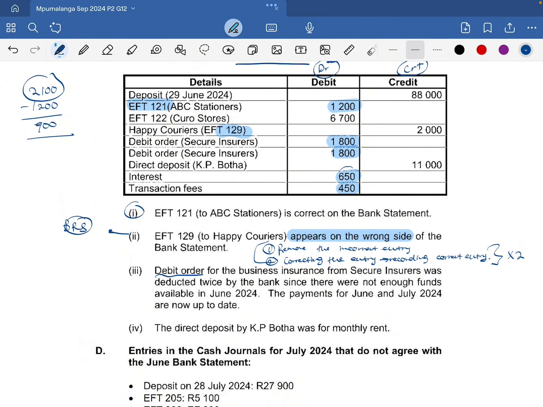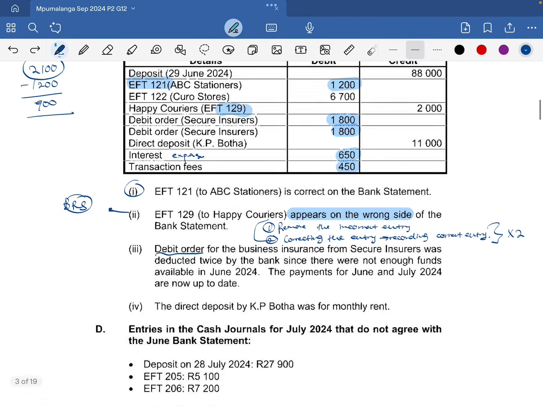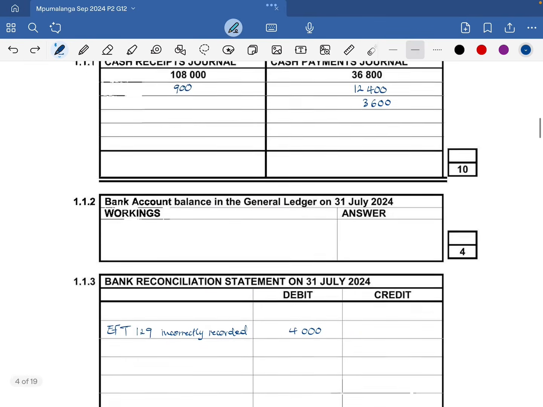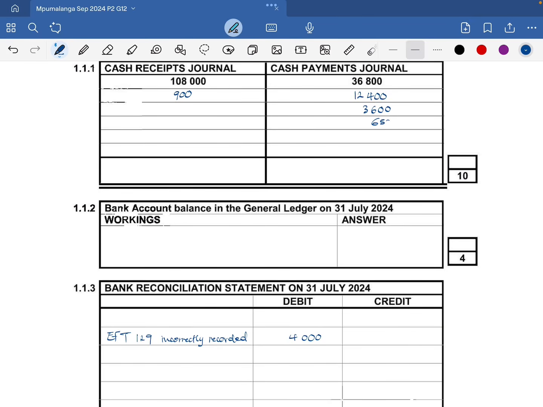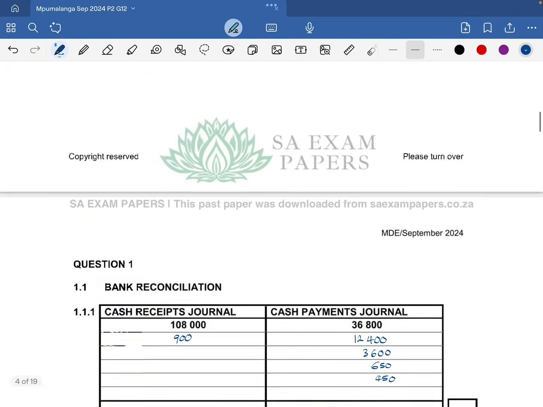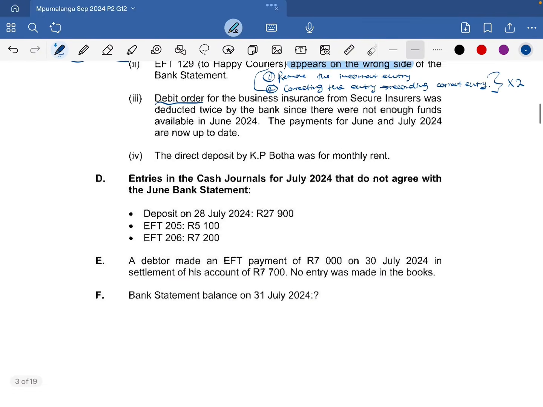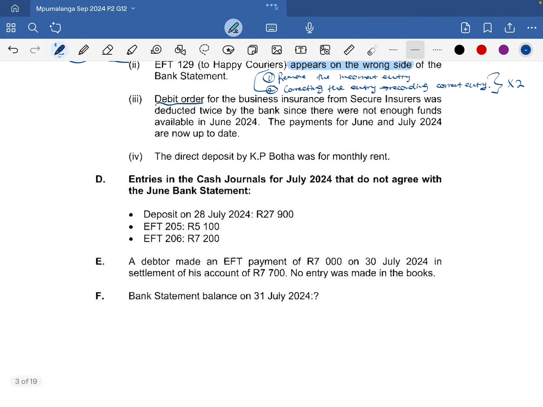So they're on the debit side, so those must go onto our cash payments journal, because I suggest this is interest expense since it is on the debit side. And then these are transaction fees, as you know. So it's 650 and 450. So this is 650, then we have 450. Right. Now let's look at more transactions and see if we are going to have any more transactions affecting the CPJ or either the CRJ.